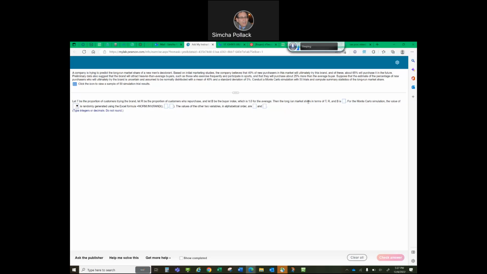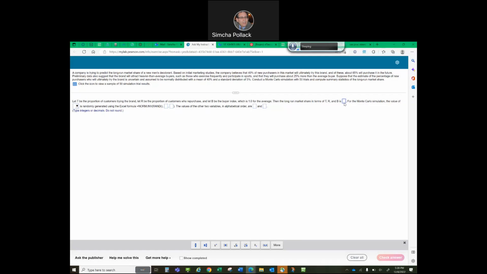So the long run market share, this is the first step of the simulation, is to realize that you're supposed to multiply them. It's the T times the R times the B. Now, in algebra, you put letters next to each other if you don't need an asterisk or a dot. So this is the first answer. The value of T, that's the one that we're told is unknown. It's around 40%, but in any particular instance, it could be anywhere close to 40%. So T is randomly distributed.